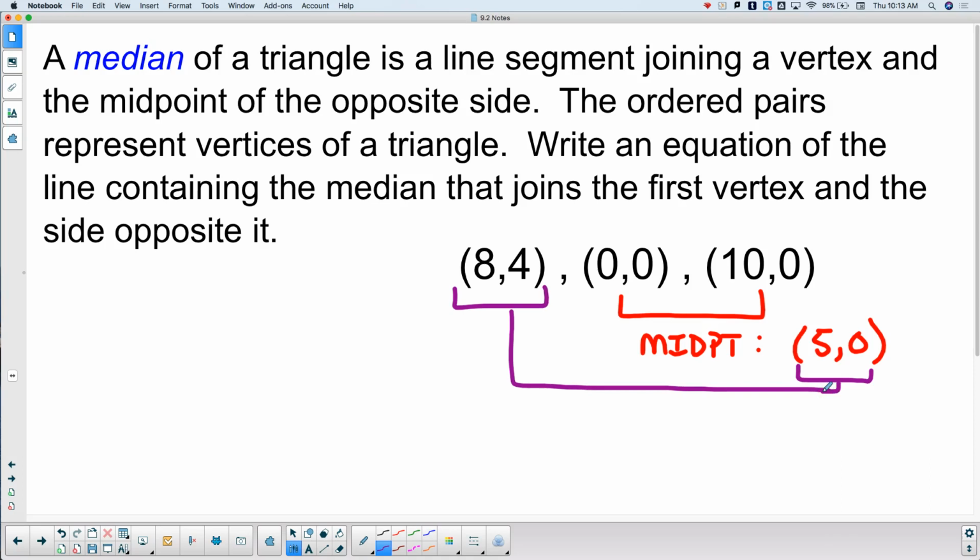Sophia, if I'm going to make the equation of a line, what do I need to have? I need to find the slope. So let's start by finding the slope between those two points: subtract the y's over subtract the x's. 4 minus 0 over 8 minus 5. 4 minus 0 is 4, and 8 minus 5 is 3. Love it. Once I found the slope, I have a point on the line, correct?